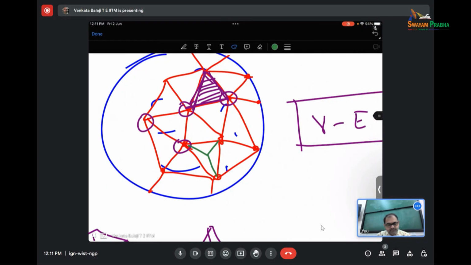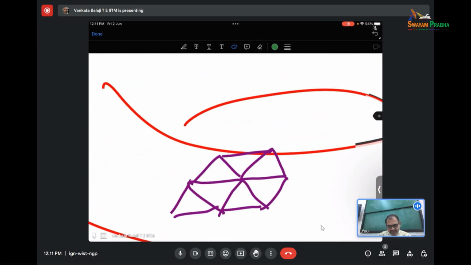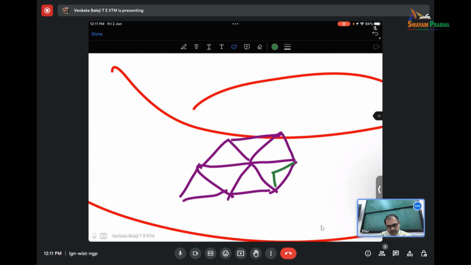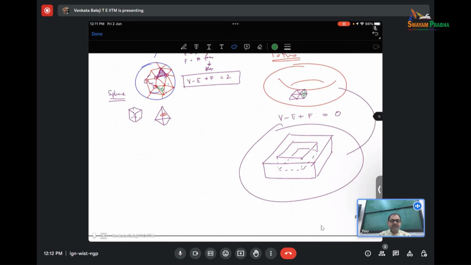Now I can further subdivide, endlessly. You do this endlessly and you still calculate, you will always get 2. In this case, you also subdivide this. Here you will always get 0. So what is it that's going on?